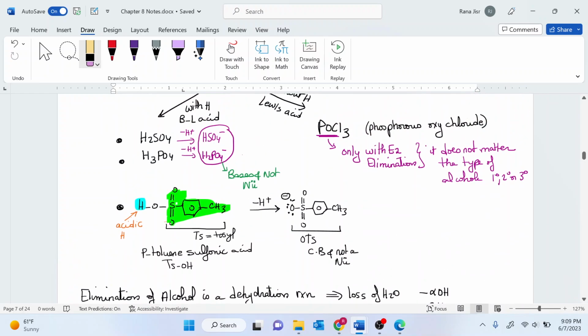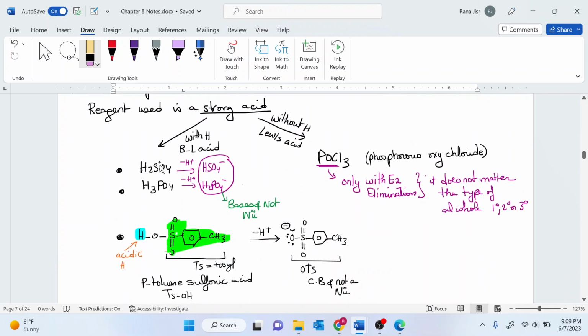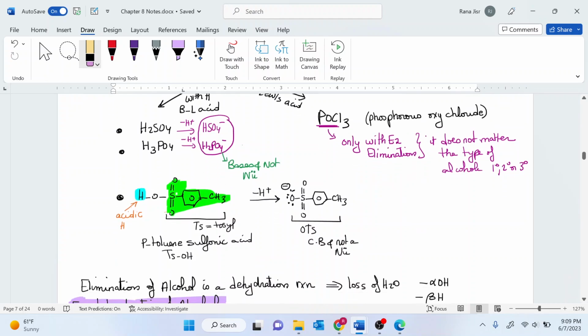Now, what determines E1 or E2 for these Bronsted-Lowry acids is the type of alcohol that we work with. For POCl3, we don't care about the type of alcohol. Any type of alcohol is going to react by E2 elimination with this Lewis acid.